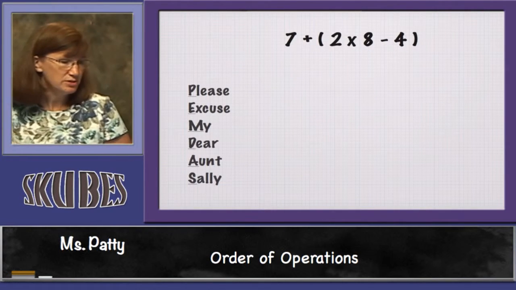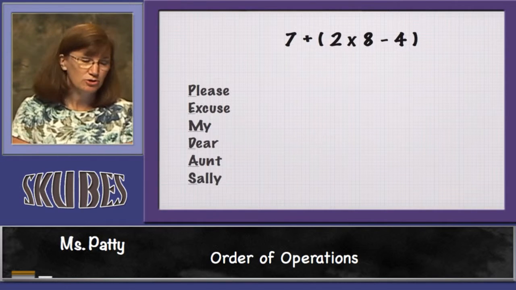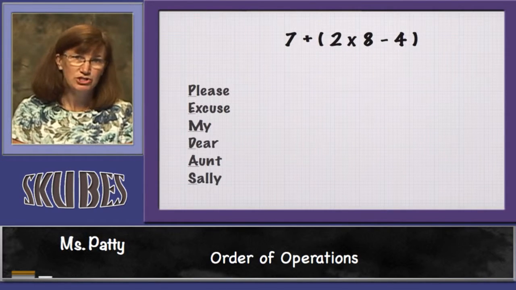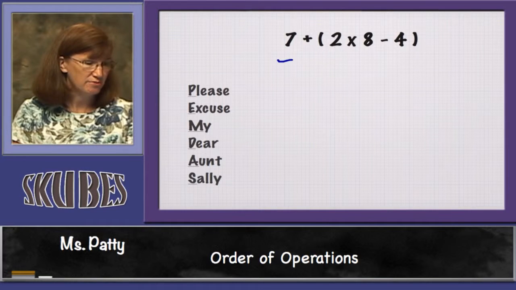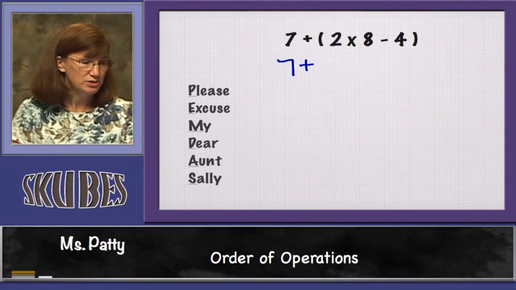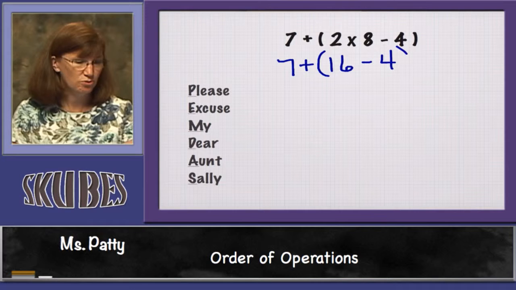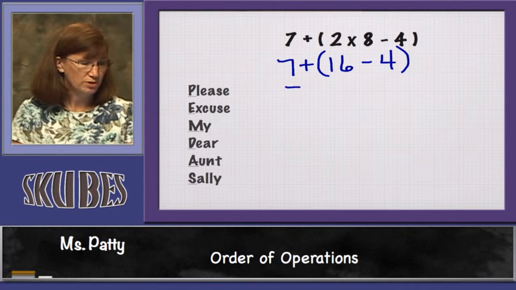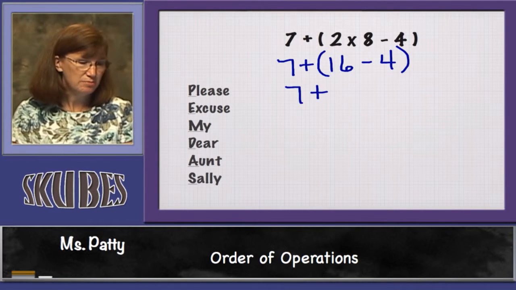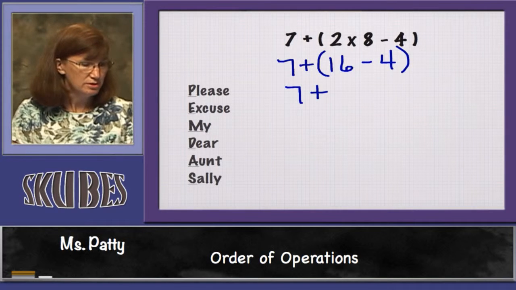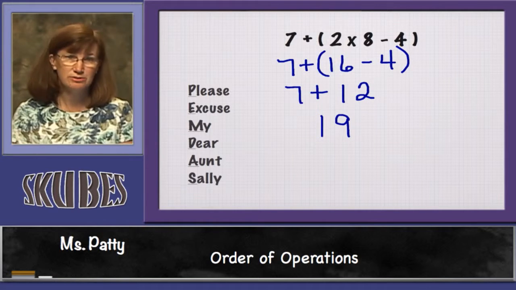Within the parentheses, we work in the same manner. We use our order of operations within the parentheses. We'll say 7 plus 2 times 8 is our multiplication. 2 times 8 is 16. And we'll keep our parentheses. 16 minus 4. Now we'll work within our parentheses again. 16 minus 4 is 12. 7 plus 12 is 19. And there's our answer.